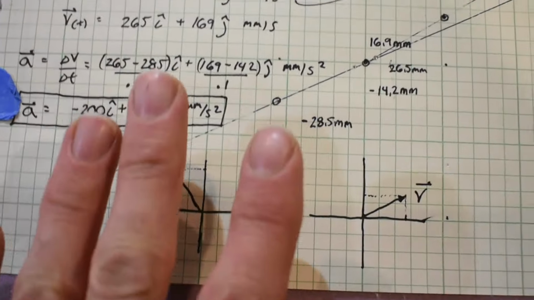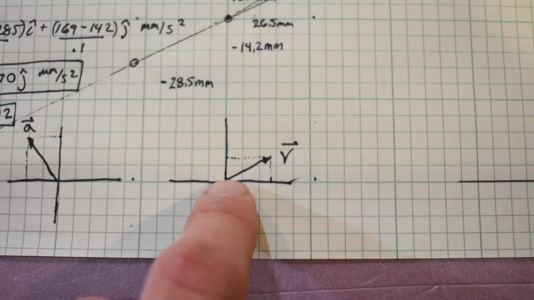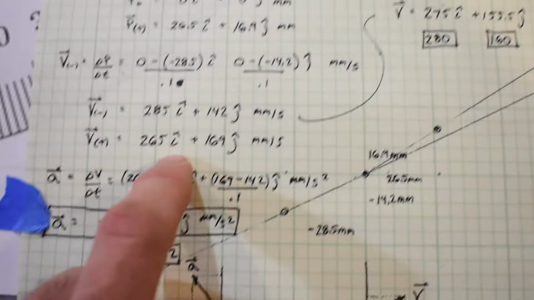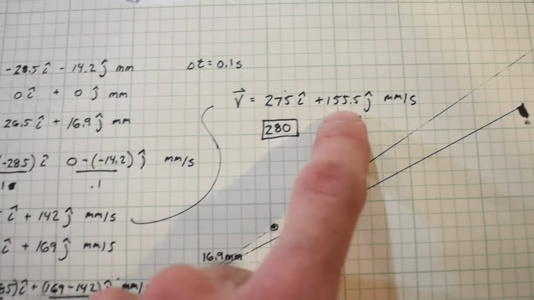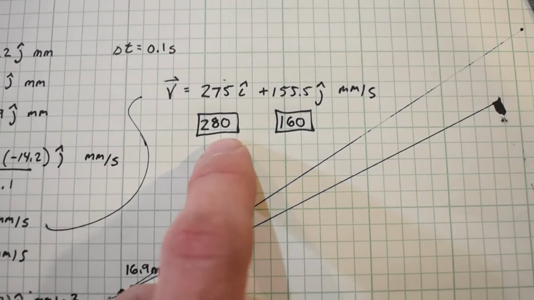So with no equations and just setting up the problem, and then our velocity is over here. Our velocity, what the hell is our velocity? And then I even average these two. So we get 275 and then 155.5. Hell yeah. And then here's the actual values, you know what I mean?